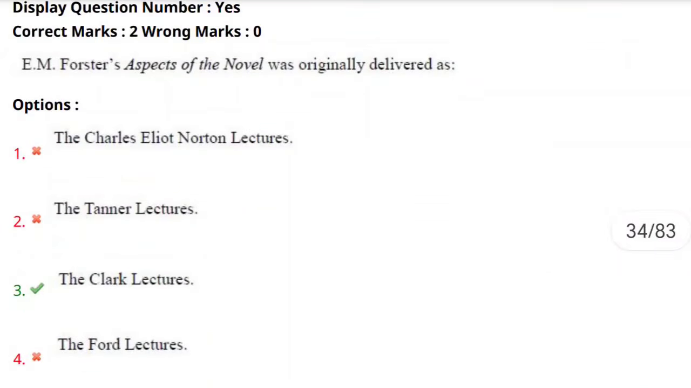And the next question, E.M. Forster's Aspects of the Novel was originally delivered as... And here you can see the options: the Charles Eliot Norton lectures, the Tanner lectures, the Clark lectures, and the Ford lectures. So E.M. Forster's work, Aspects of the Novel, was originally delivered as the Clark lectures. And the correct answer here is the Clark lectures he delivered at Trinity College, Cambridge in the year 1927. So the correct answer here is the third option.